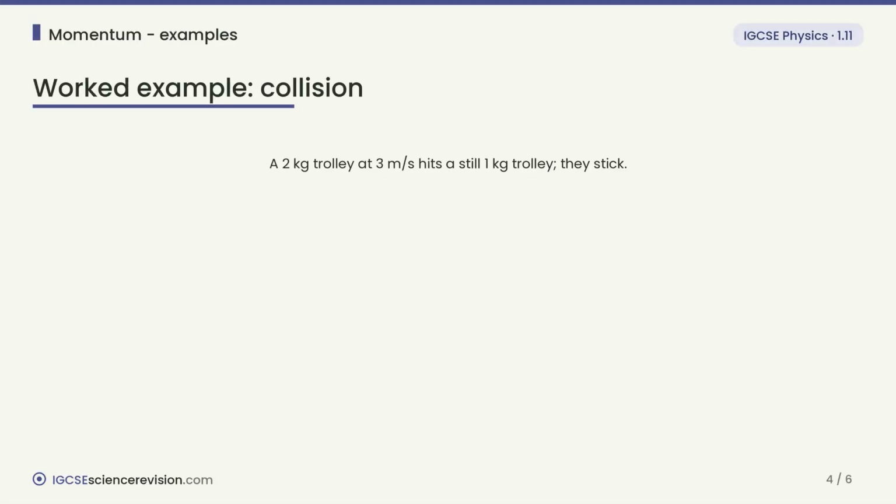Now conservation of momentum. A 2 kilogram trolley moving at 3 meters per second hits a stationary 1 kilogram trolley and they stick together. Before the collision, the total momentum is 2 times 3, which is 6 kilograms meters per second. The still trolley has none. Momentum is conserved, so after the collision, the combined 3 kilograms must also have 6 units of momentum.